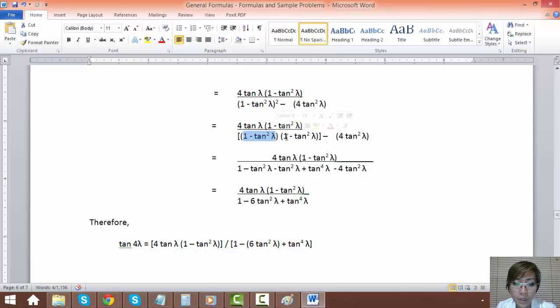Therefore, the numerator is the same as that which we are asked to verify, 4 tangent lambda times 1 minus tangent squared lambda, all over the denominator, which is 1 minus 6 tangent squared lambda plus tangent 4 lambda. So we have proved our problem.